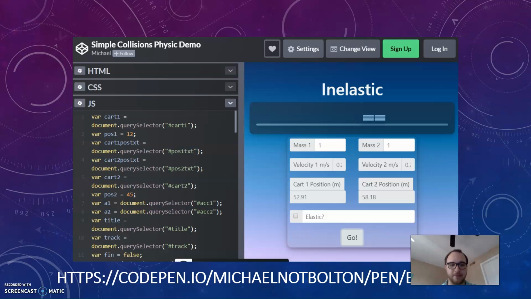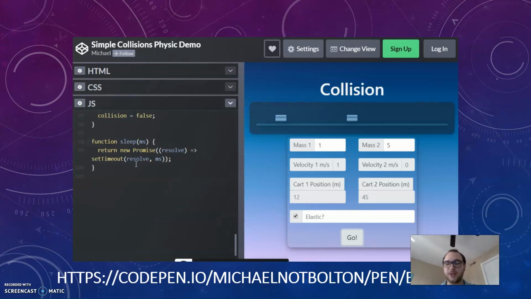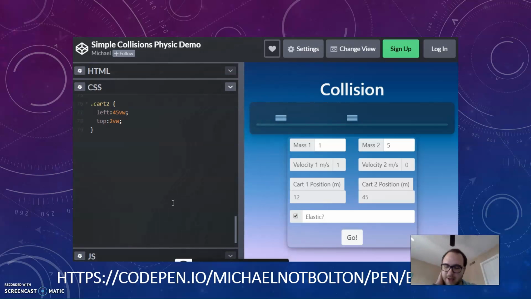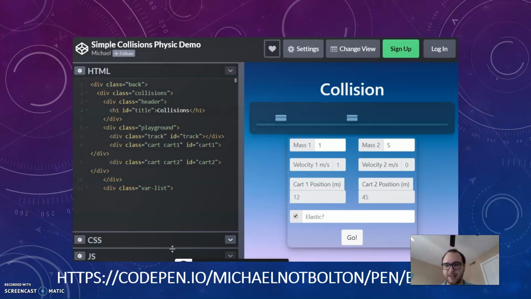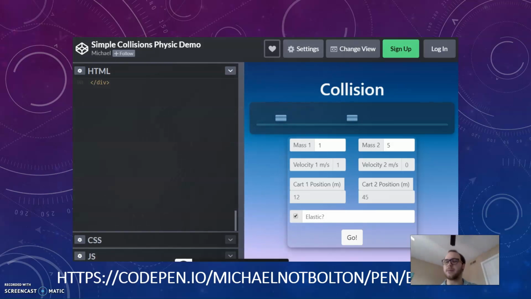This simple applet that I made simulates the inelastic and elastic collisions lab that we did. That was kind of fun to make. It only took 100 lines of JavaScript, 79 lines of CSS, and 90 lines of HTML to model this sort of real-world experience.